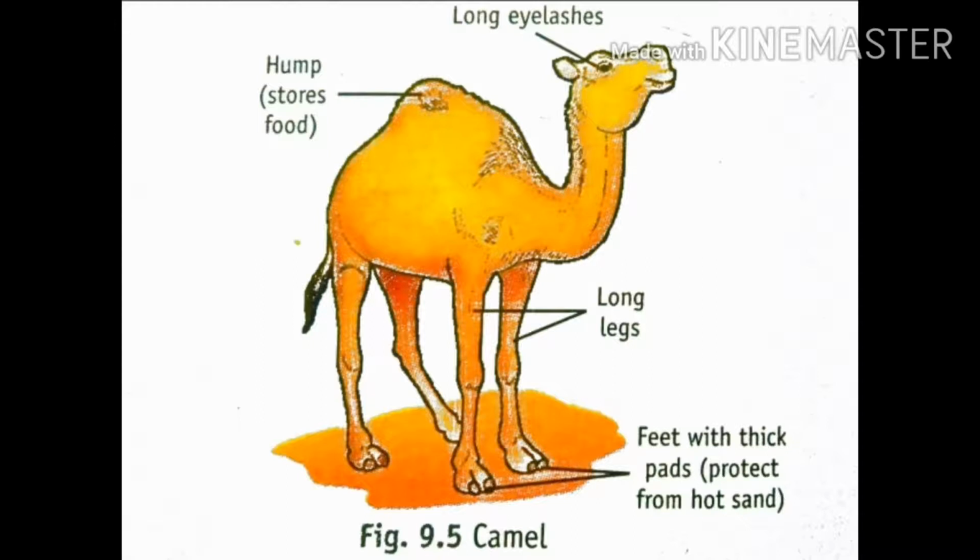Camels have a long hump on their back to store fat. Their feet have thick pads which protect them from the hot desert sand.